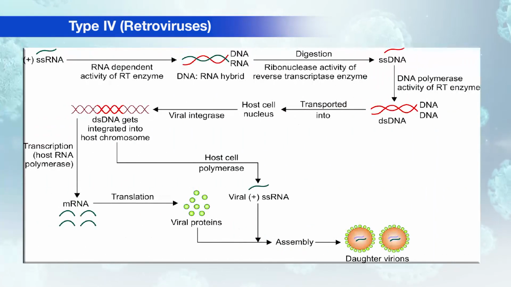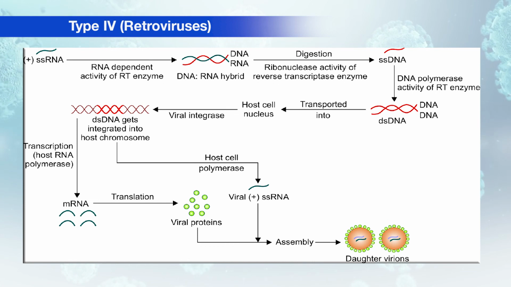Here we differ because you have a single stranded RNA which is positive, but in this you have the reverse transcriptase enzyme, which at different levels plays a different role. From a single stranded RNA you get a double stranded form with the help of the RNA dependent activity of the reverse transcriptase enzyme. Thereafter the digestion between the RNA and the DNA strands occurs through the ribonuclease activity. We again get a single stranded DNA, and through DNA polymerase we get double stranded DNA.